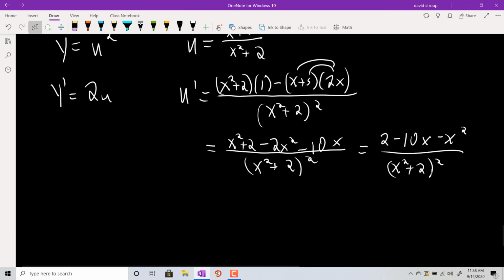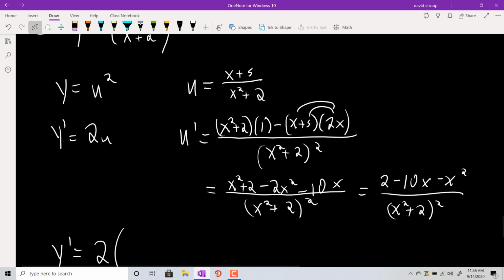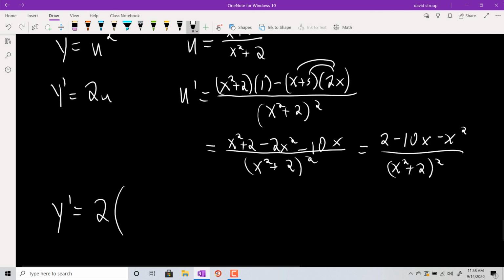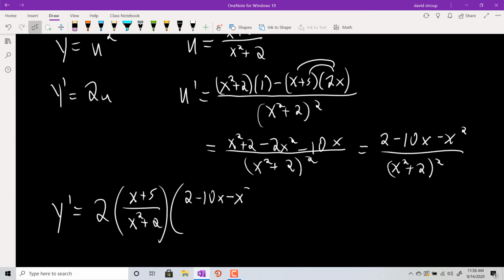Okay, and then we just have to write it all out. So for the derivative, it's y prime times u prime. So it's going to be 2 times u, and u was x plus 5 all over x squared plus 2, and then times the derivative of u, which we just found to be 2 minus 10x minus x squared all over x squared plus 2 squared. And you could simplify this as you wish.